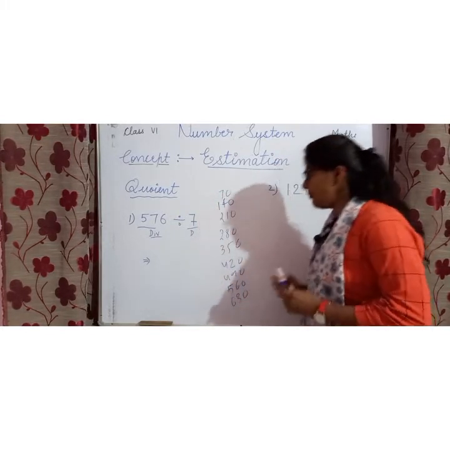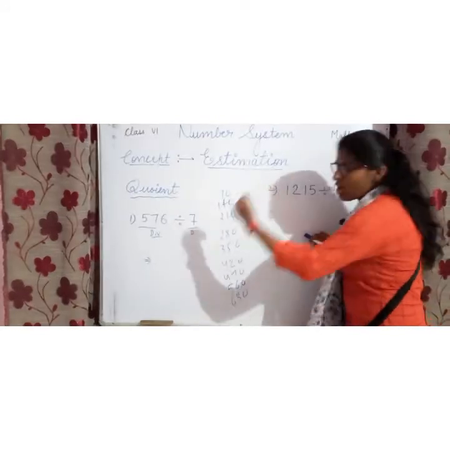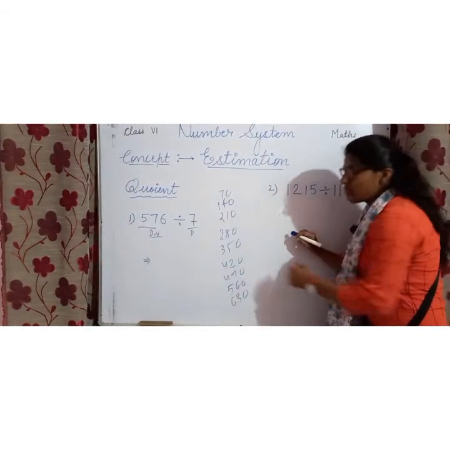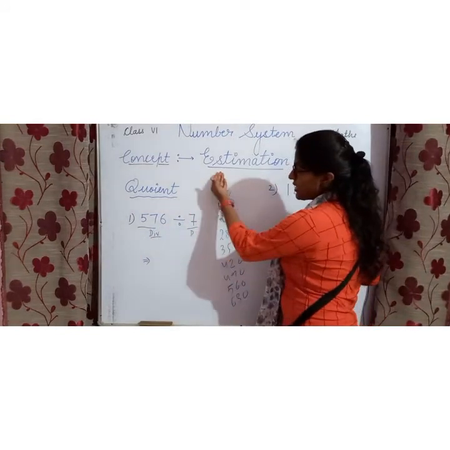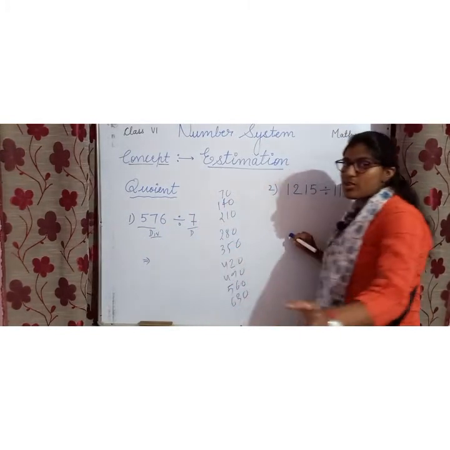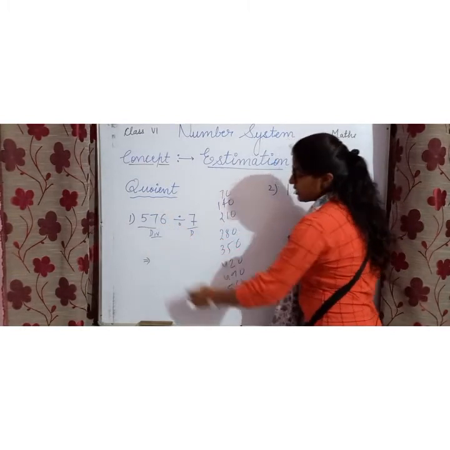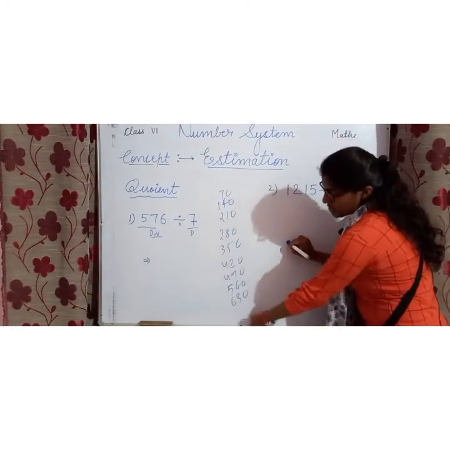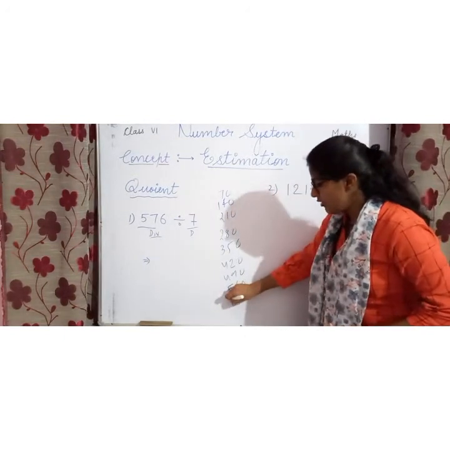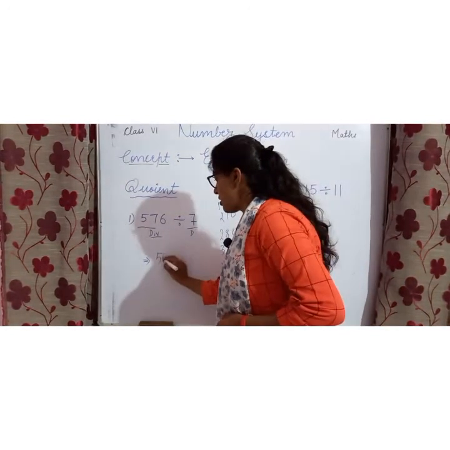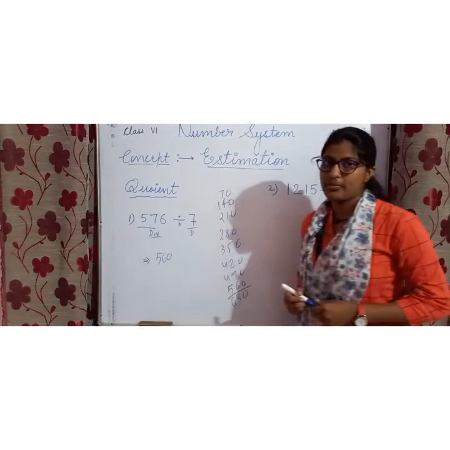Now you can see here, if you are writing the multiples of 70, what do you get? Ma'am, we need the multiple of 7. Just we are writing the multiple of 7, but when we are estimating, at one place we are always putting 0. So we need 0 here. Now 50, what is this? 570. Which is the number nearest to 570? You can see here 560 is the nearest. So 560 is the rounded off dividend.